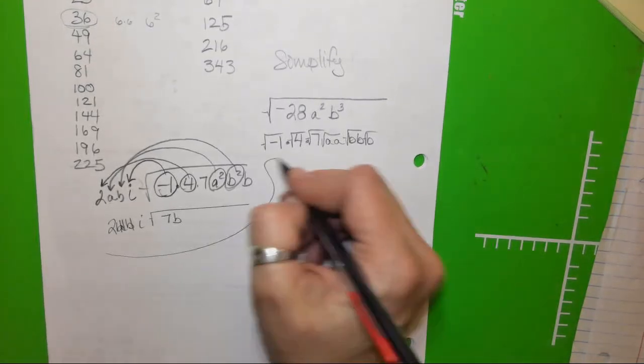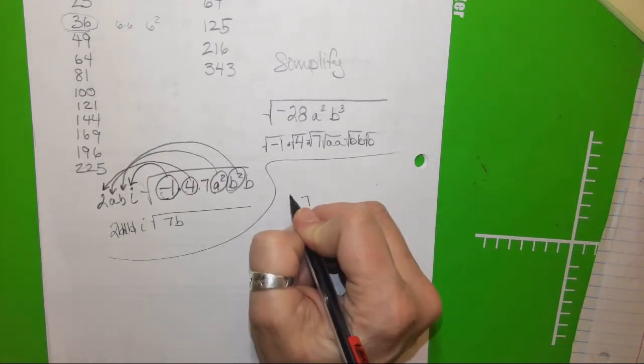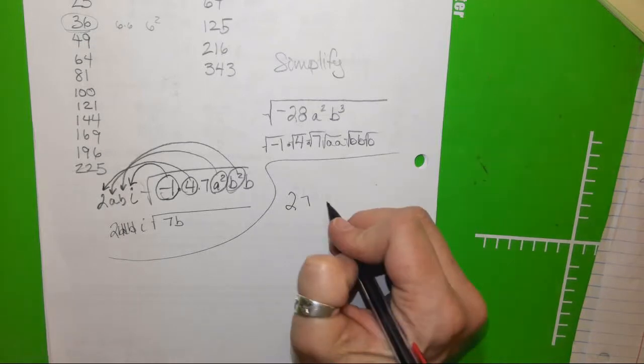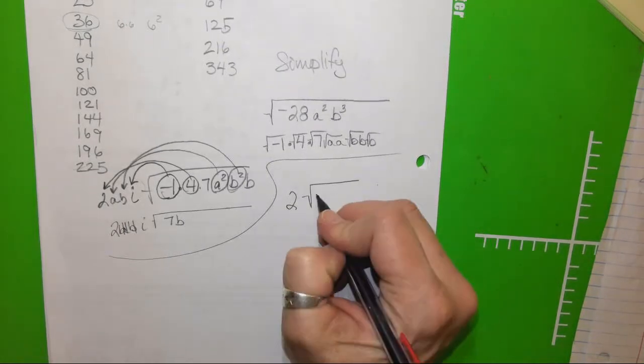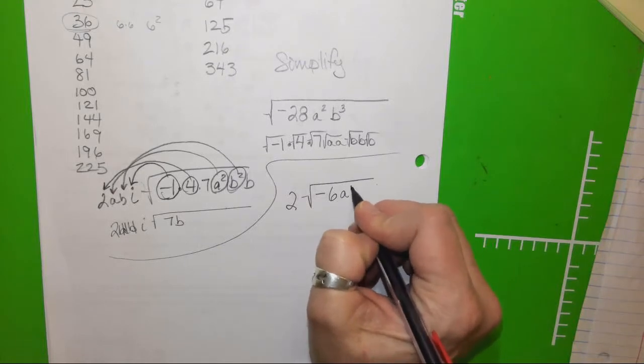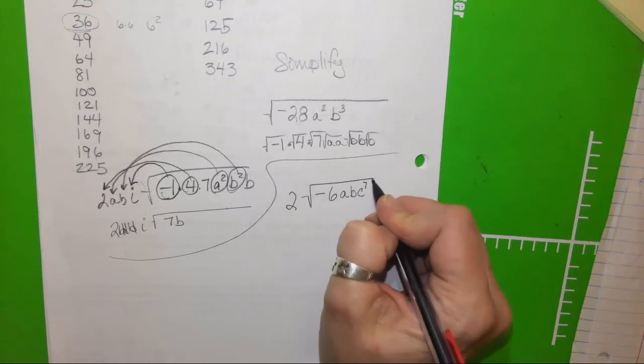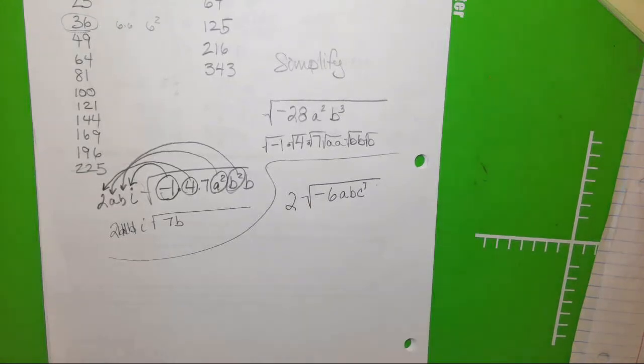Okay, let's do another one. What if you have the square root, let's put a 2 out front, 2 square roots of negative 6 a, b, c to the 7th. 2 is sitting outside already. Negative 6, a, b, c to the 7th.